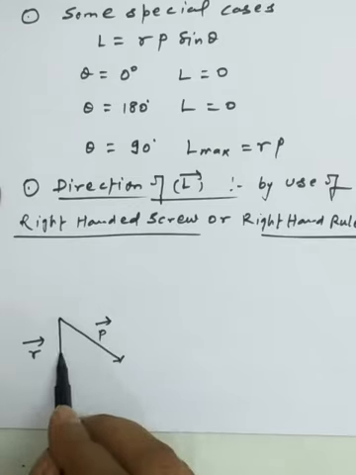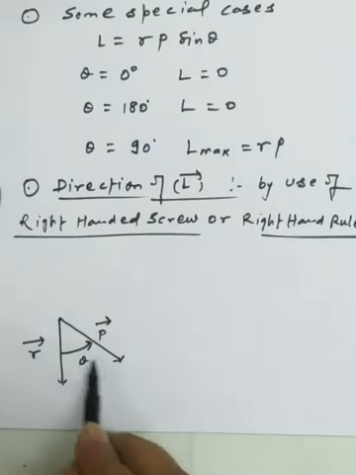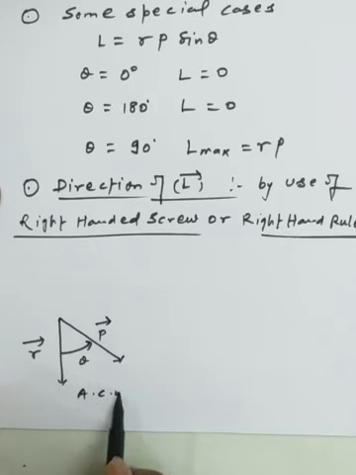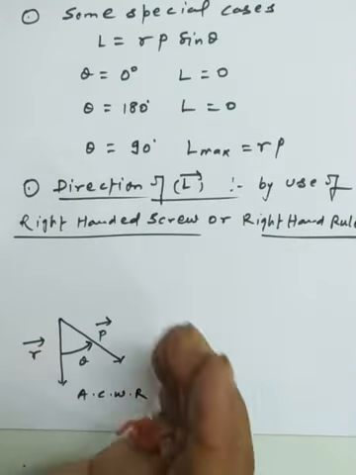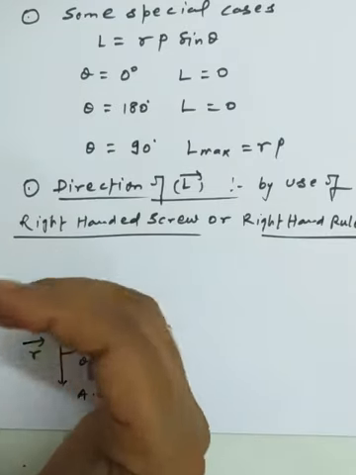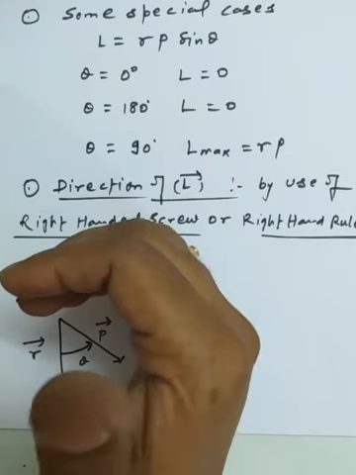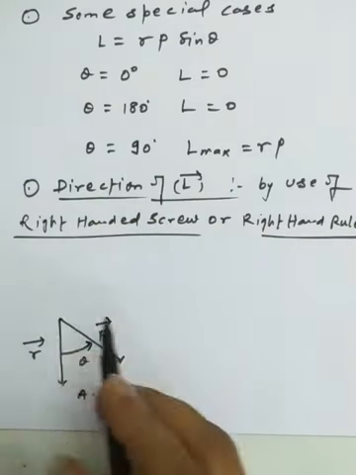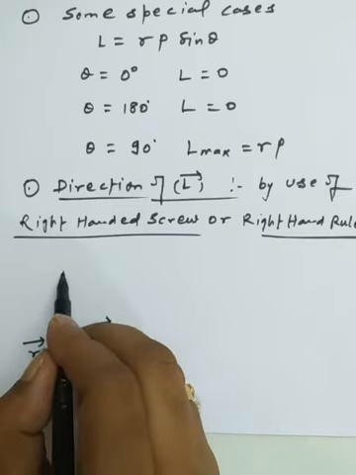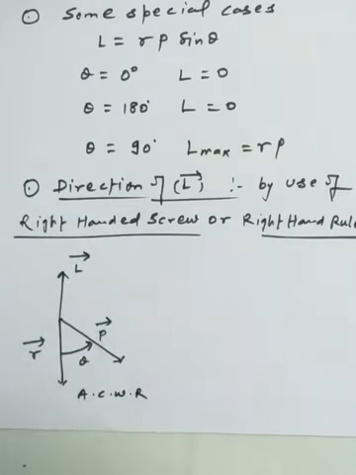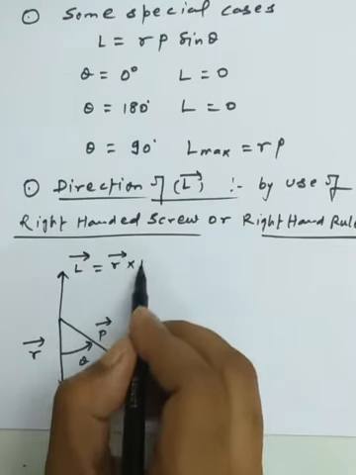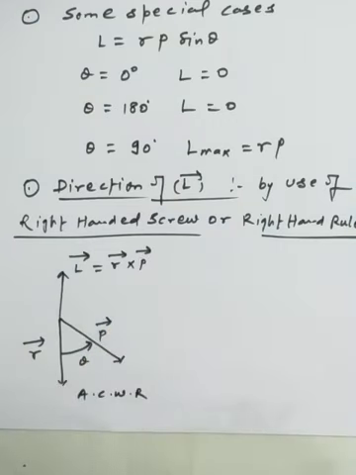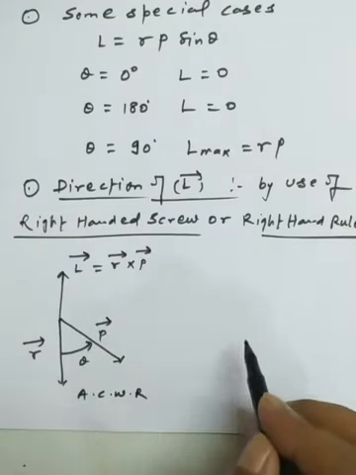As we make the rotation from R to P, that rotation is anti-clockwise. So we assume a right hand inside the plane, with the curling fingers in the direction of the anti-clockwise rotation. Our thumb will point in the upward direction, perpendicular to the plane. So this is the possible direction of the angular momentum L, and L is R cross P, which is a vector product.